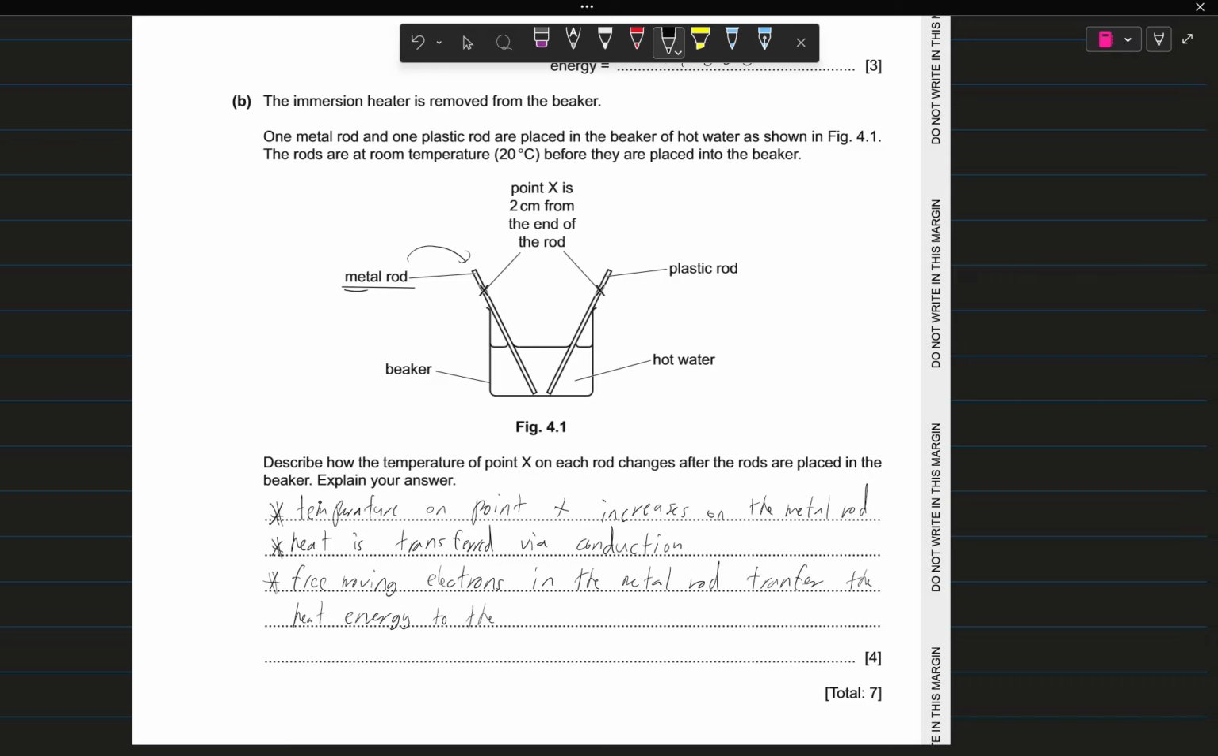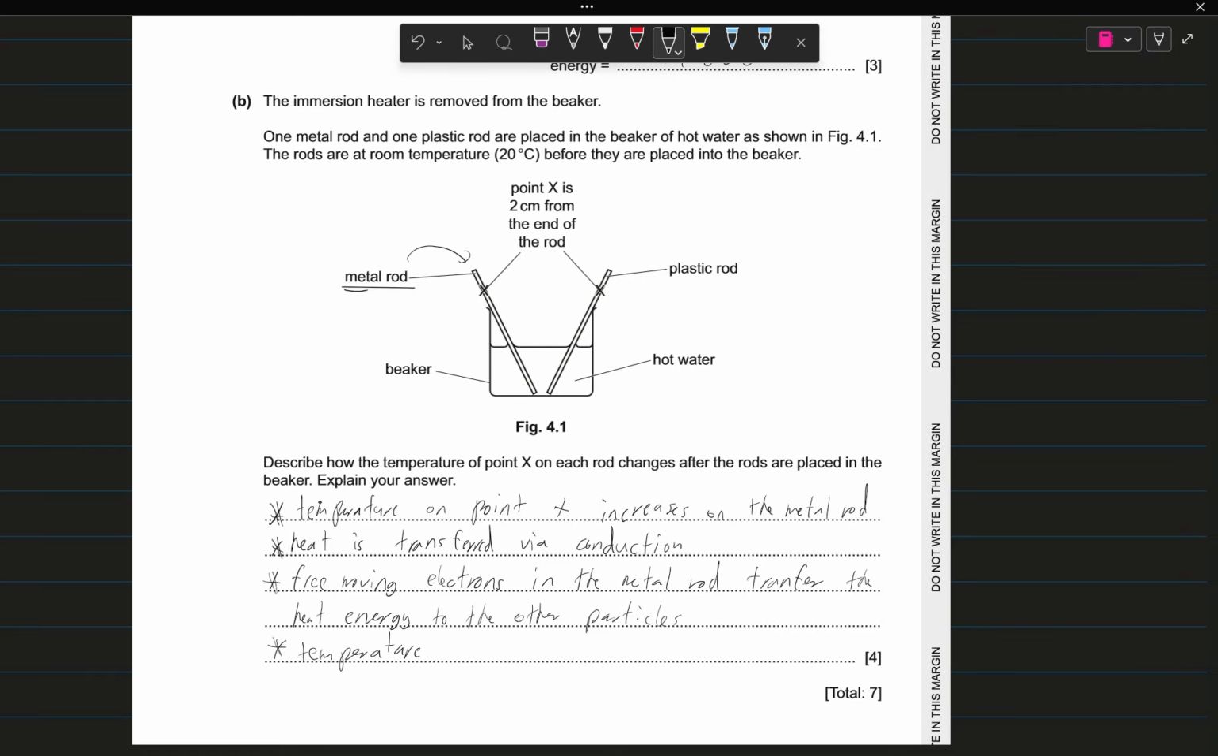To the other particles. Okay. And because now we have actually explained the base of what's going on, now we can mention the point where the temperature is increasing. But to be more specific, it also increases over time, because the conduction process and the free moving electrons process do require time. So temperature increases over time.